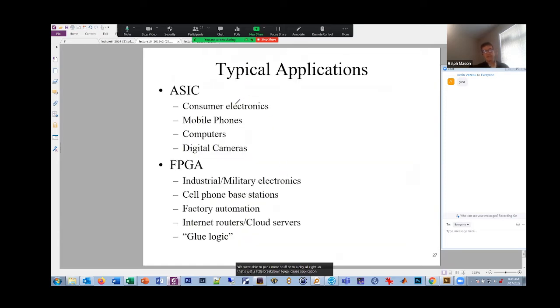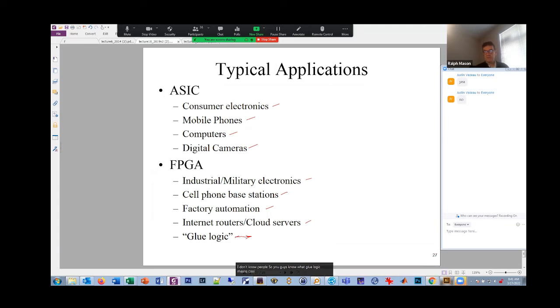Applications. So as I said, ASICs are used for really high volume things like consumer electronics, like laptops and cell phones and so on, mobile phones, computers, digital cameras. They all have custom ASICs. Whereas FPGAs are used in lower volume products like industrial and military electronics, like a base station, factory automation, internet, cloud routers, glue logic. Do you guys know what glue logic means?